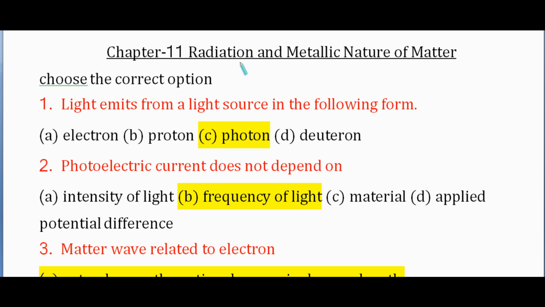Chapter 11, Radiation and Matter Nature of Matter. The important questions are: light emits from a light source in the form of photons. Photoelectric current does not depend on frequency of light.